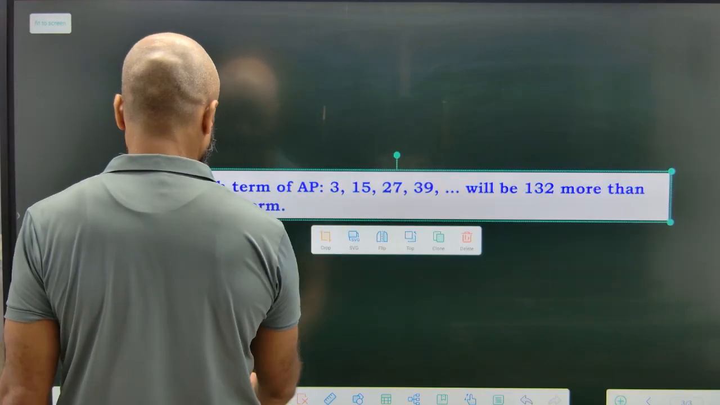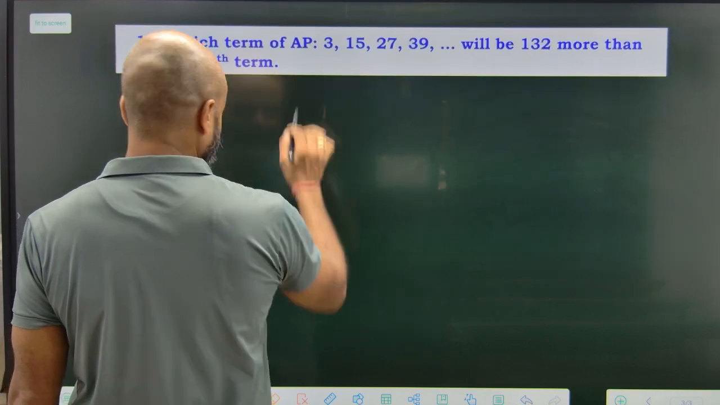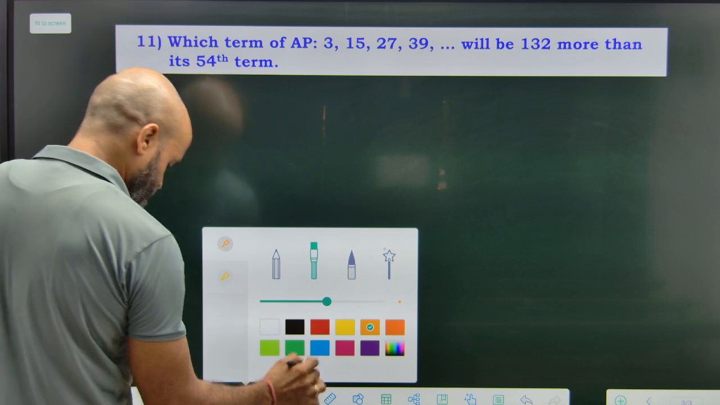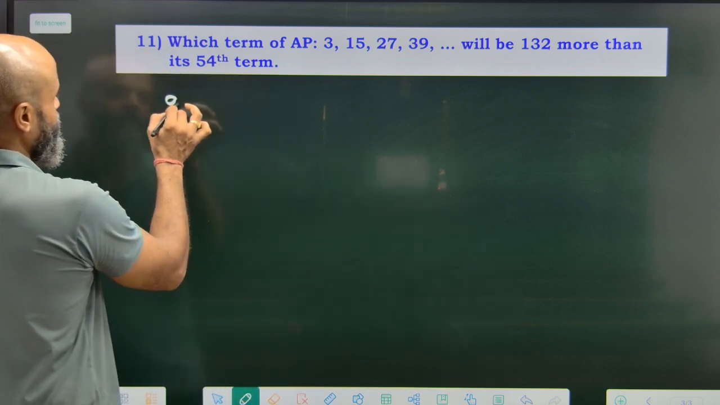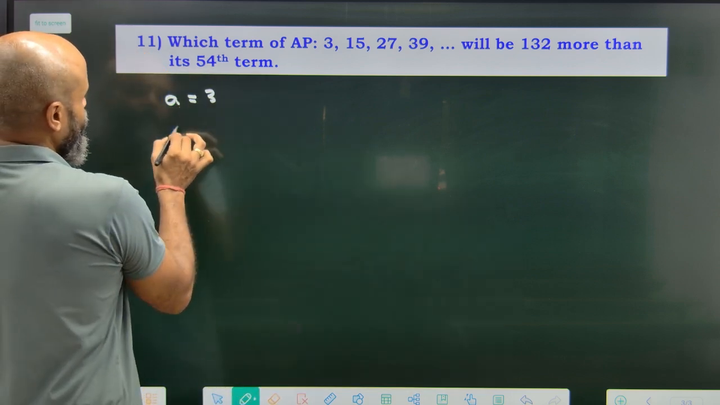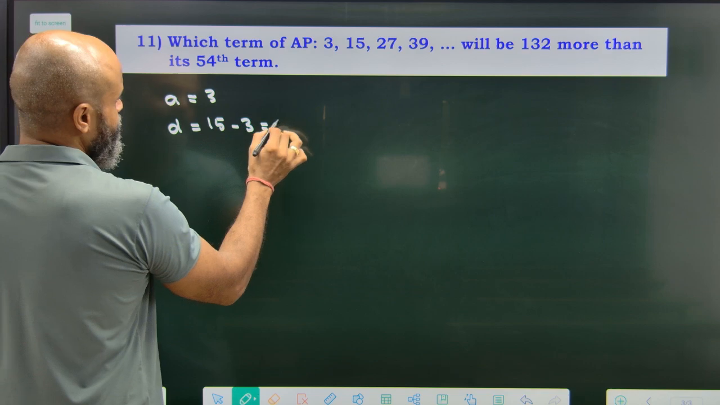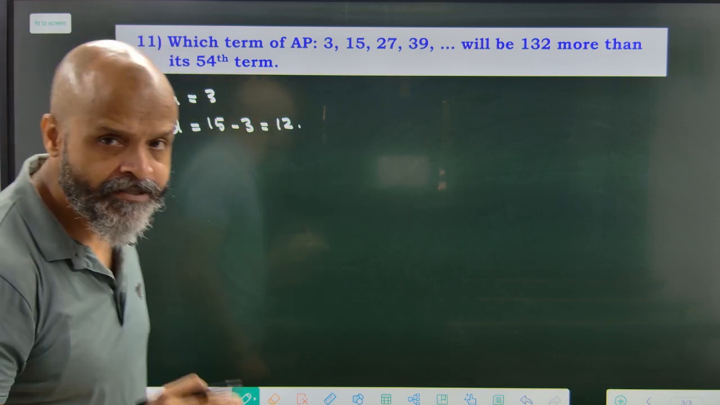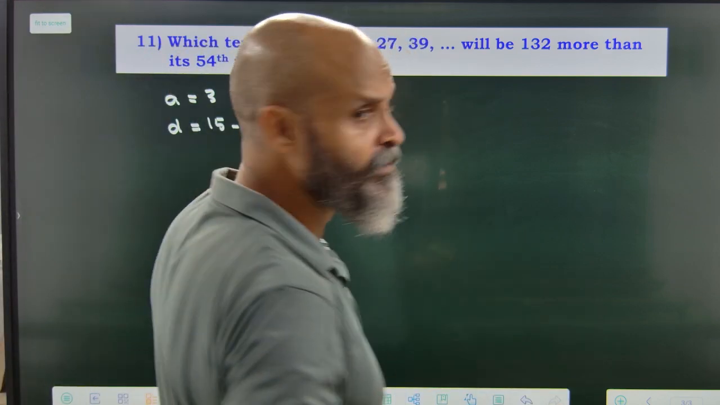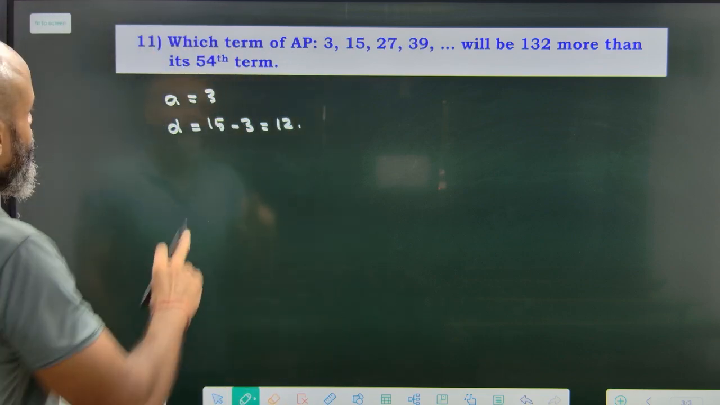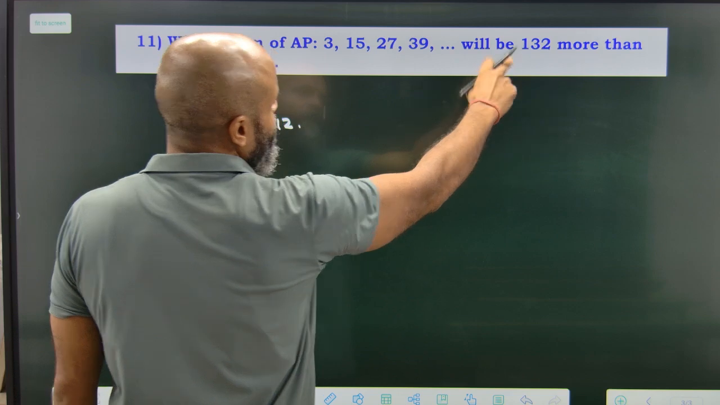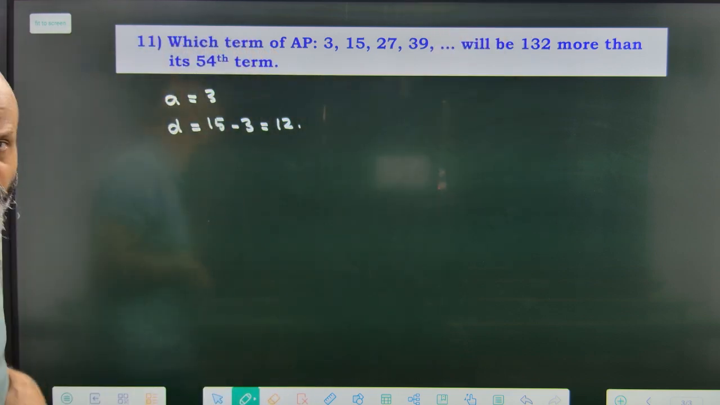So we have to basically look at this. Here the AP is given to you. Obviously, by just looking at the AP, we can say that the first term here is 3. And what will be the common difference? It will be 15 minus 3, that's 12. So A here is 3 and the common difference is 12. Here it is asked which term of the AP will be 132 more than its 54th term.